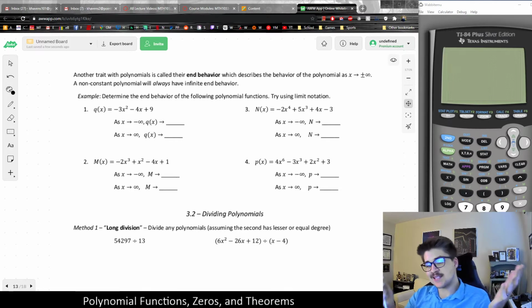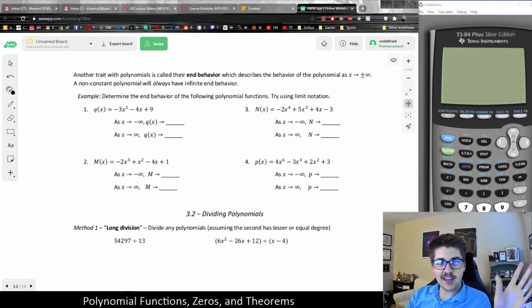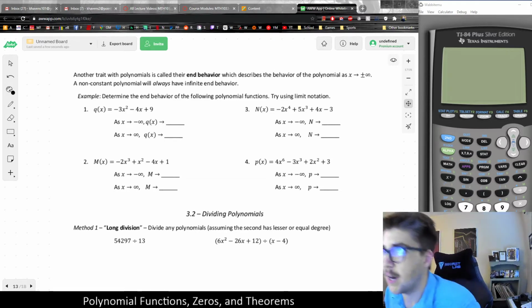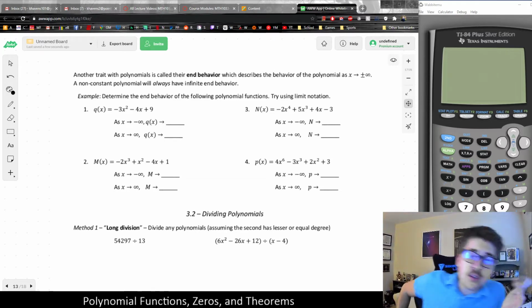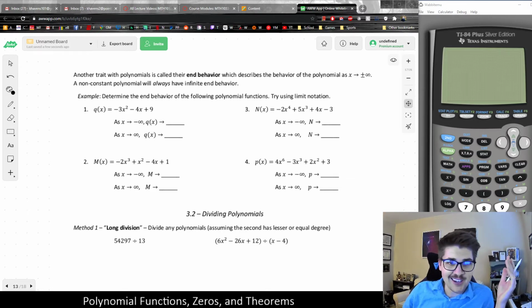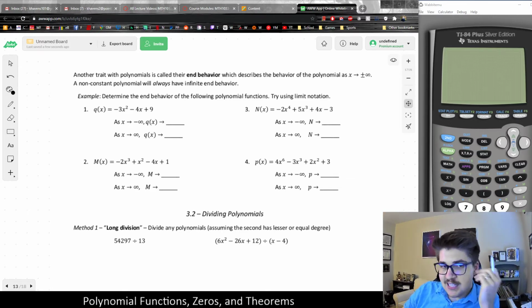One of the points that I was trying to summarize in the last video is that it's all about the leading term. It depends on the degree, and it depends on whether it's positive or negative. From all of that, you can figure out the end behavior. And you could always graph it if you're not sure, which is just an easy way of solving it.